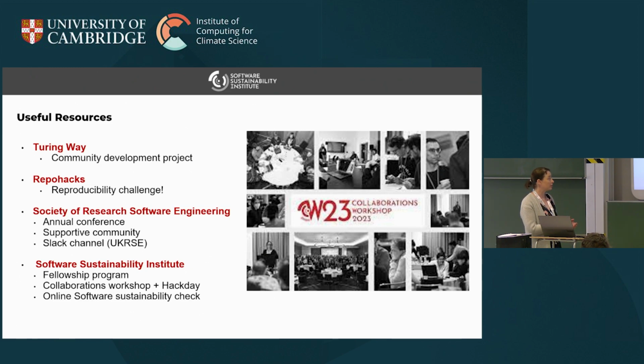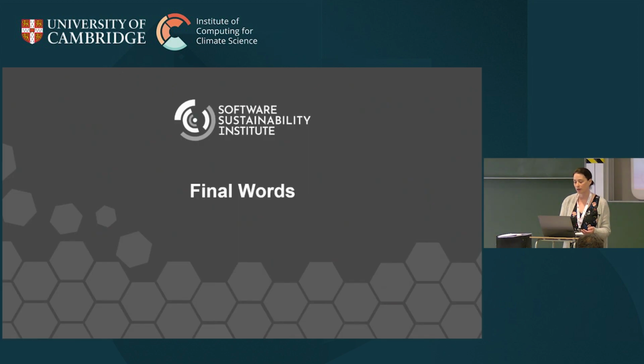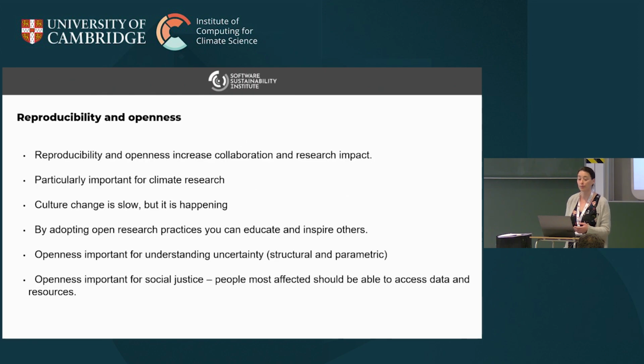They run the collaborations workshop, which is a really fun, informal workshop. They also run the online software sustainability check, which is a tool that you can upload your software to, and it gives you automatic advice on whether your software is sustainable. So it gives you some recommendations to work on as places to go.